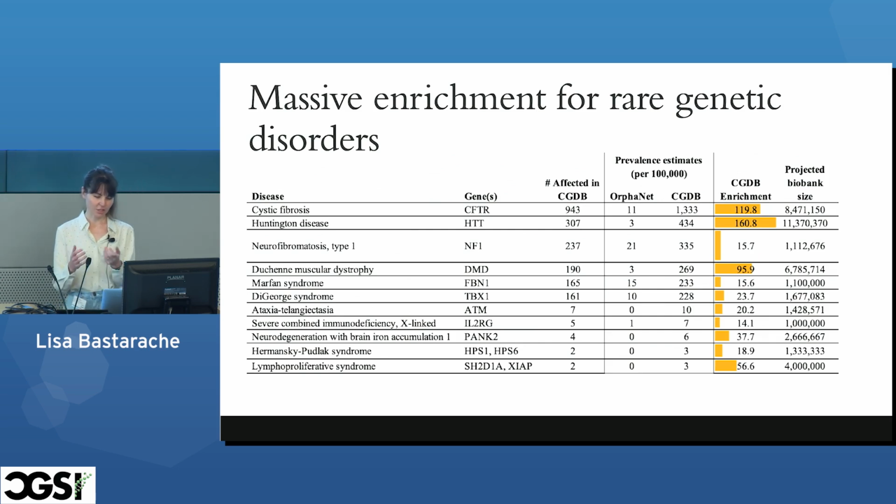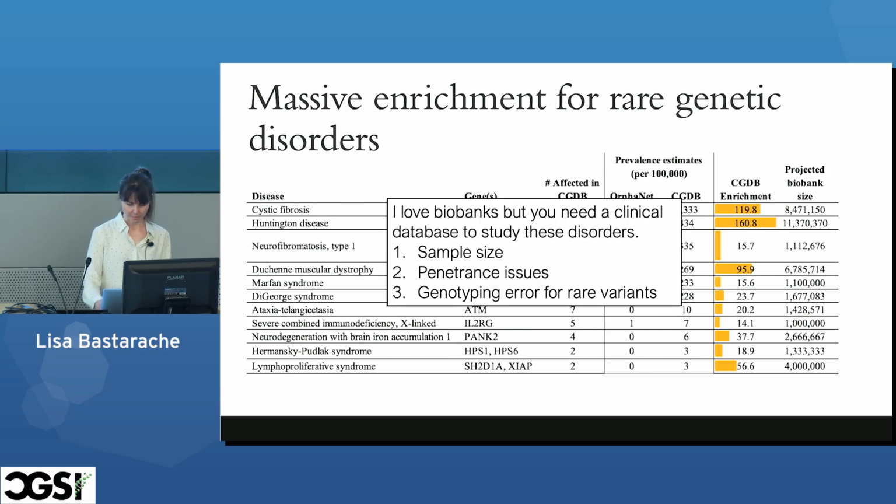And so we did these projections based on Orphanet to ask ourselves, how many people would we need in a population-based biobank to have the equivalent number of cases for, let's say, Huntington's? Our projection is over 11 million. So we need a biobank of over 11 million individuals to have the same number of patients. So this resource has huge enrichment for these rare genetic disorders. And also, this kind of clinical genetic database has great sample size.